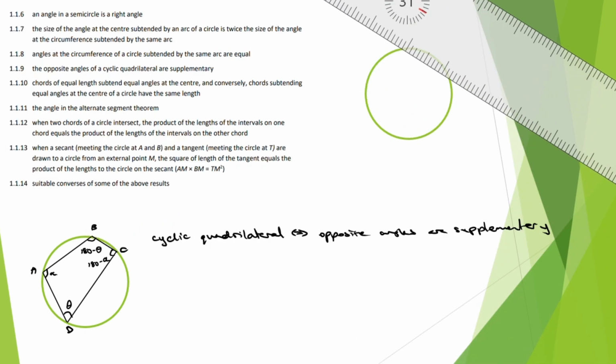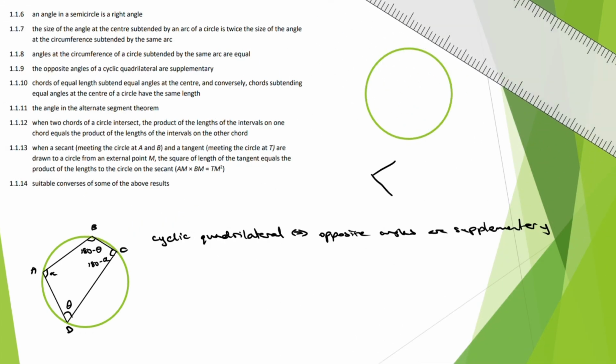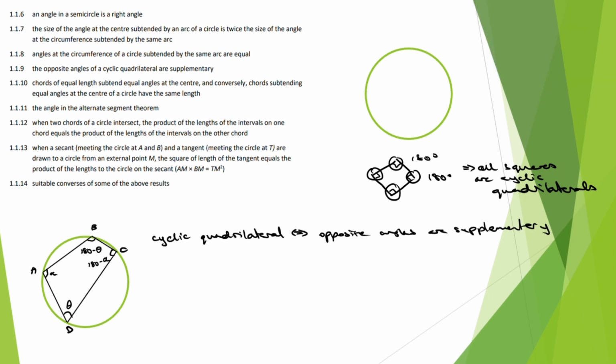Okay? So if I have something like this, a square, for example, is by definition a cyclic quadrilateral because all angles in a square are 90 degrees. 90 plus 90 is 180 degrees. Okay? So therefore, all squares are cyclic quadrilaterals. That means we are able to draw a circle that passes through all corners of that square, and so the square is a cyclic quadrilateral.